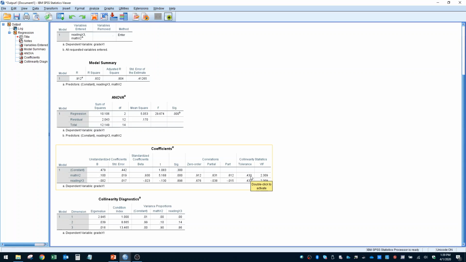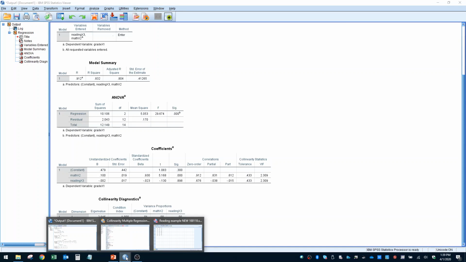Tolerance, if this is less than 0.2, I get concerned. If the variance inflation factor is greater than 4, I get concerned. So in this case, I have no real concerns. Okay. Let's look at the problem using a slightly different technique.